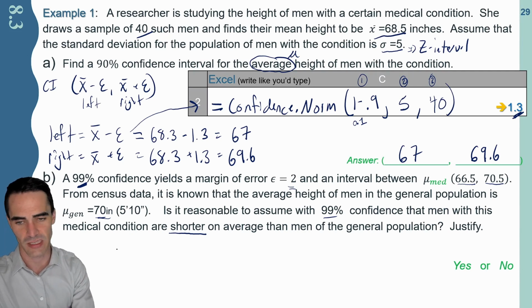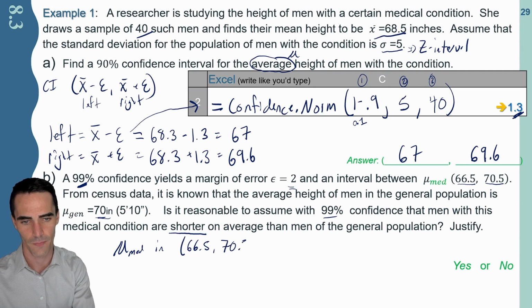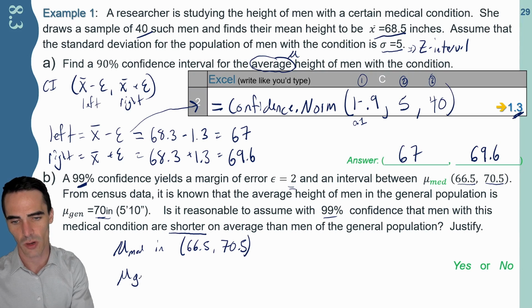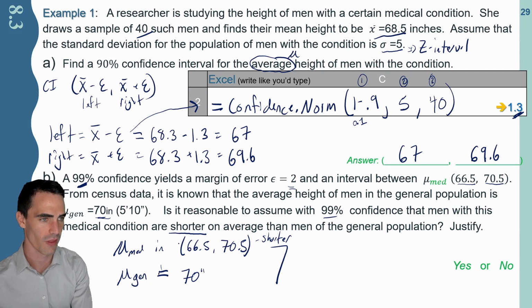The way I encourage you to set this up is let's accurately compare the two. Look, the mean from the people with the medical condition is somewhere inside of this interval. I'm not quite sure. 66.5 to 70.5, versus in the general population, so I'll write mu gen. I know exactly what it is. There's no ambiguity about it. I know it's 70 inches. And so the big question is, can I say with 99% confidence that this group here, with the medical condition, are shorter? The short answer is no, and here's why.